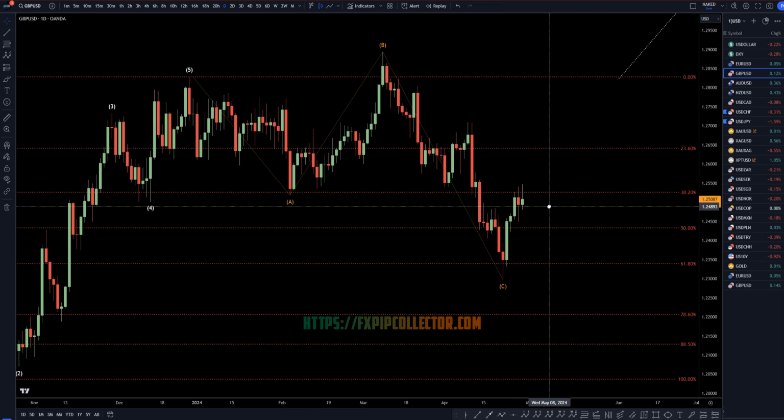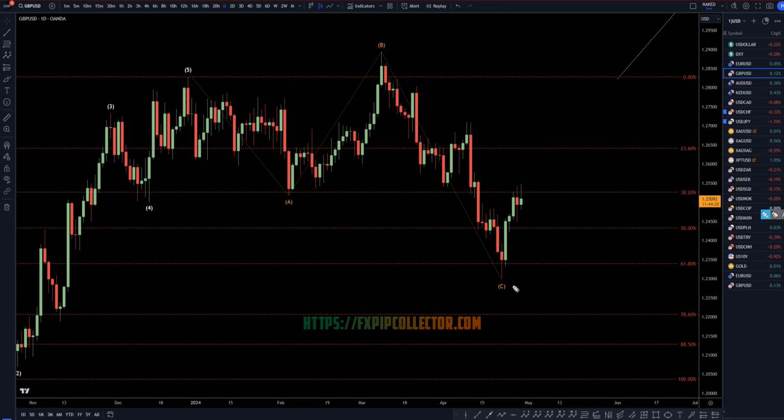Heading down to the daily time frame, I feel like we might have found the bottom on the pound dollar. We're going to have to see because we do have interest rate dollar news coming out this week on Wednesday, which could possibly cause this to continue to downtrend pretty easily, especially because they're saying that there's going to be no cuts in interest rates at all this year.